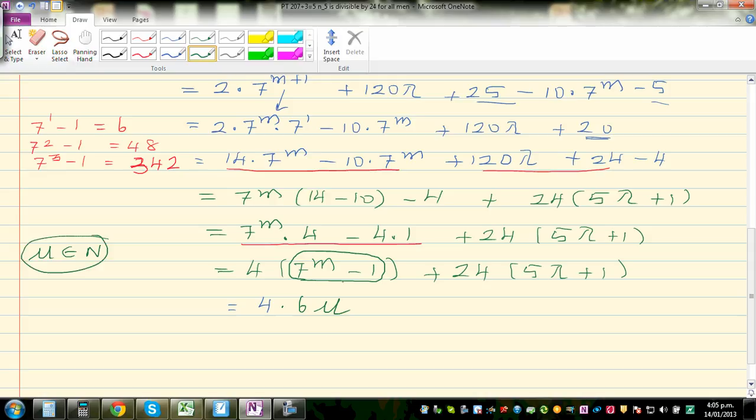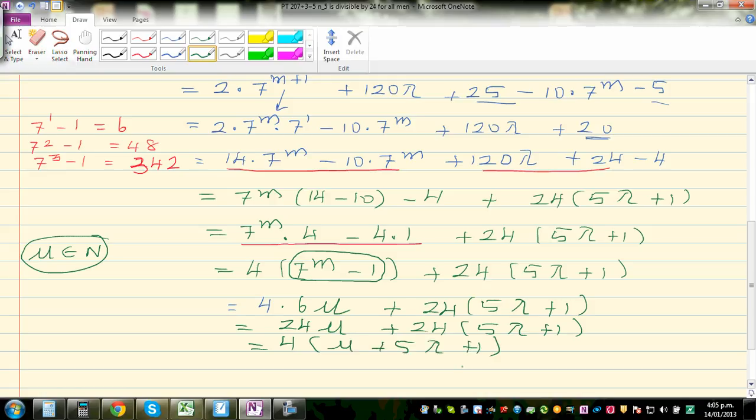That means what we are saying is this is a multiple of 6 plus 24 times 5 lambda plus 1. So this is 24 mu plus 24 times 5 lambda plus 1. If you factor out 24, you get mu plus 5 lambda plus 1. Now mu is a natural number. Lambda is also a natural number. 5 times a natural number plus a natural number plus 1 is going to be a natural number. So this implies P of m plus 1 is divisible by 24.